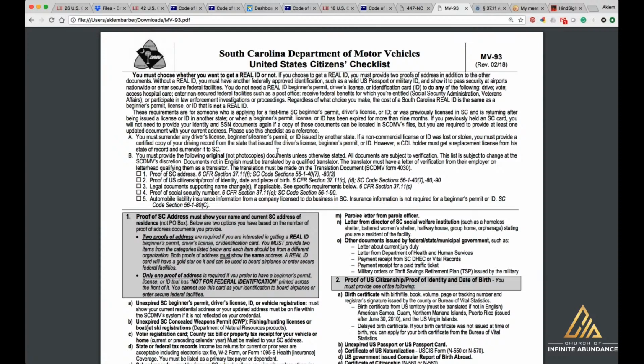Without a REAL ID, you must have another federally approved identification, such as a valid U.S. passport or a military ID, to pass security at airports nationwide or into secure federal facilities. What they're not telling you is you can walk into any federal facility with a copy of your birth certificate. Why? That's going to show who you are. So you don't really have to get a REAL ID as long as you have a birth certificate.